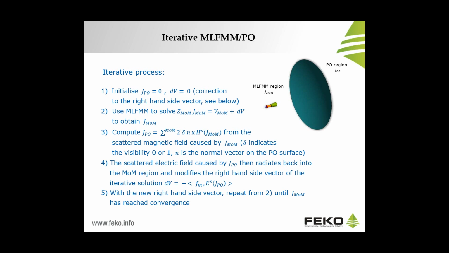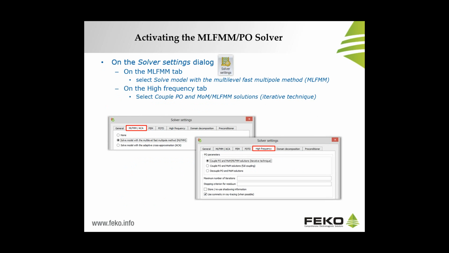How will you activate this new solver? You should go to FEKO, to the solver settings dialog, and as you can see in this image below, go to the MLFMM tab and just select solve model with MLFMM. And next, go to the high frequency tab, and here select couple PO and MLFMM.